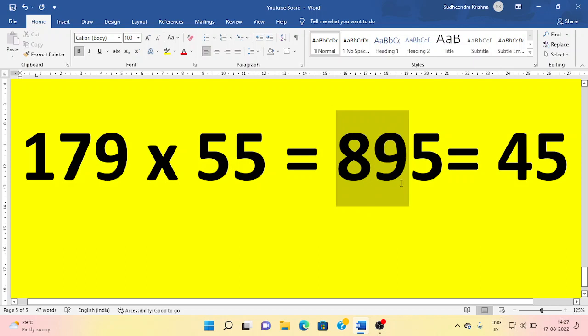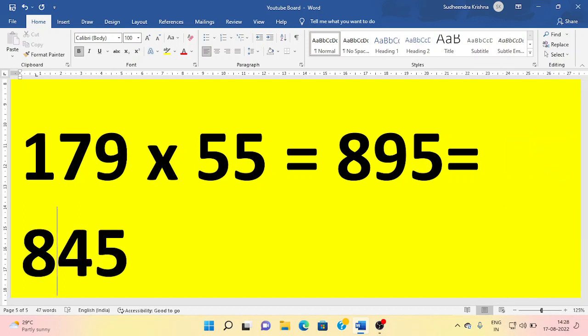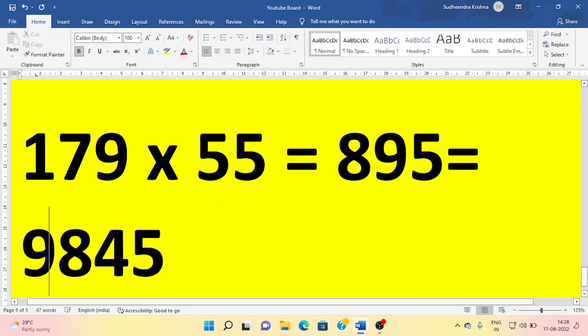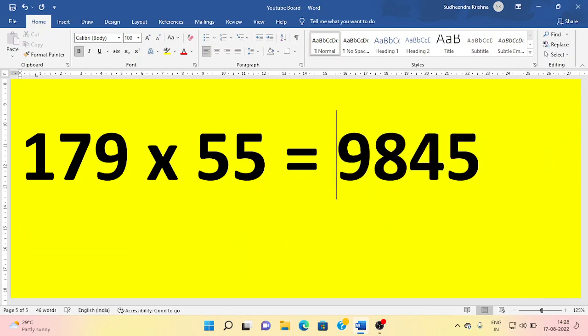Now add 8 and 9. 8 plus 9 is 17. 17 plus 1 carry will give you 18. So because 18 is a 2-digit number, out of 18, I will take 8 and I will carry over 1 to the left number. On the left side of 9, you have 8. 8 plus 1 carry will give you 9. So this is the required answer. So 179 into 55 is equal to 9845. It's as simple as this.